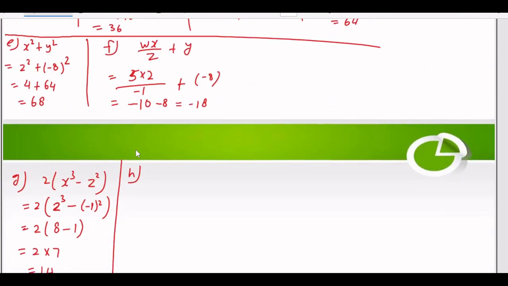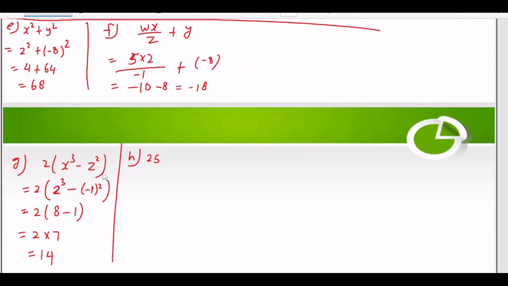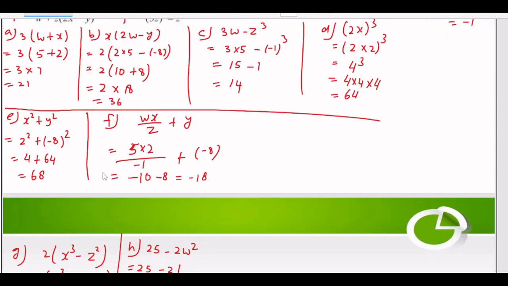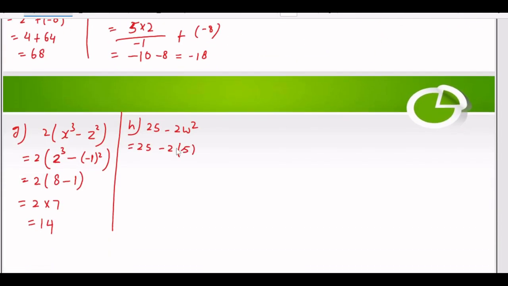Then we have next part H. 25 minus 2w square. So it is 25 minus 2 into w, w is 5, so it's 5 squared. So this is 25 minus 2 into 5 squared is 25. So this is 25 minus 50. You see, we are using all the basic operation rules, right? 50 is greater than 25 and 50 has the negative sign, so the answer will also be negative.